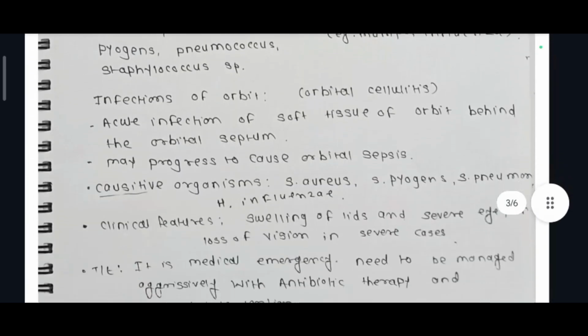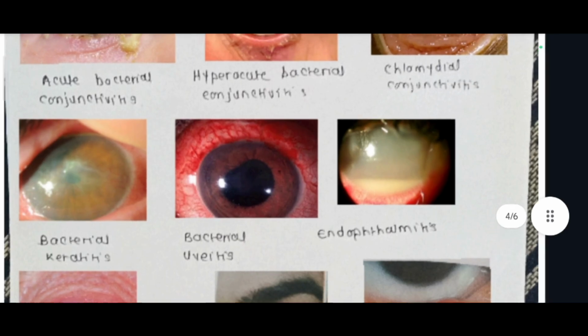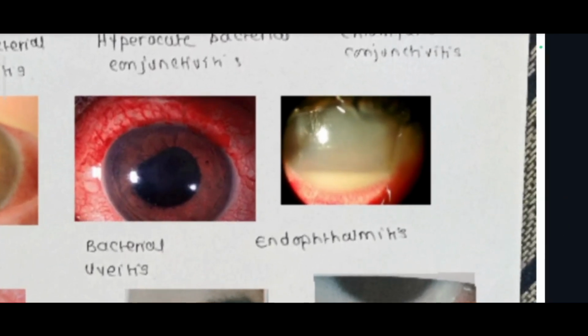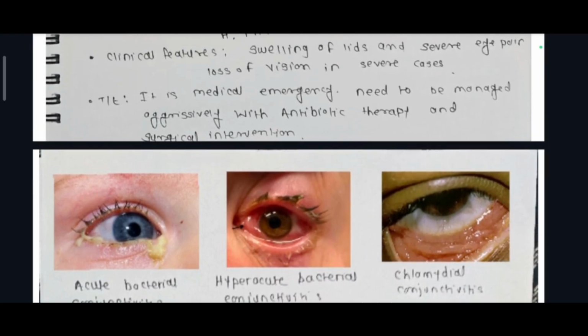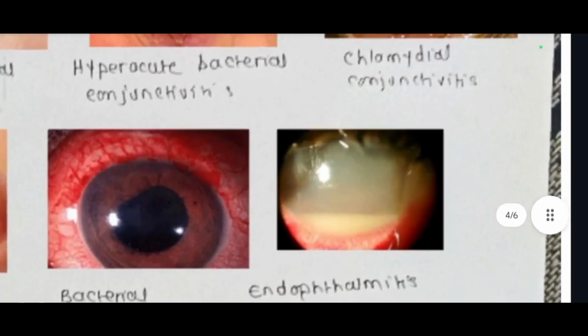So let's see here. This is our endophthalmitis, in which the interior of the eyeball is damaged due to the bacterial infection. This is endophthalmitis, as you can see.